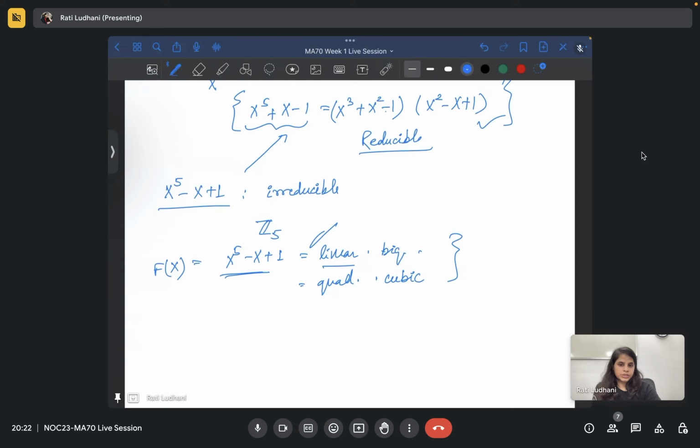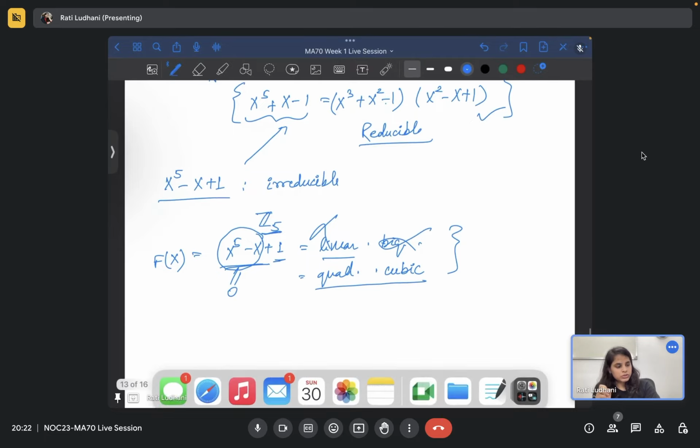Because x raised to power 5 minus x is equal to 0 for any x in Z5, as fields can be defined like this. So x raised to power 5 minus x will always be 0 in Z5, so you will always get 1. So this cannot have a root here. This case is gone. So you need to just check quadratic into cubic.